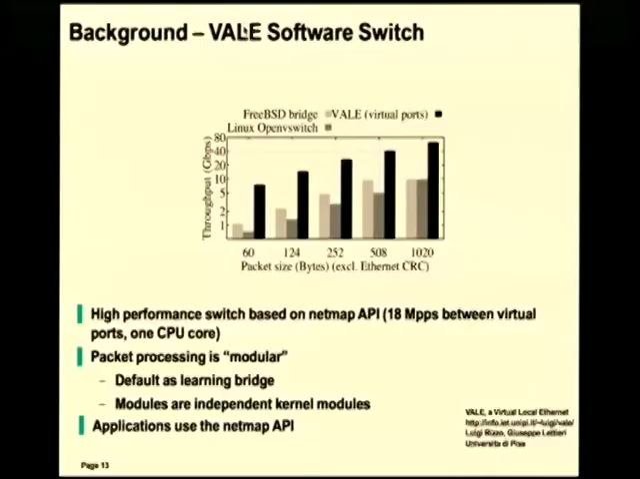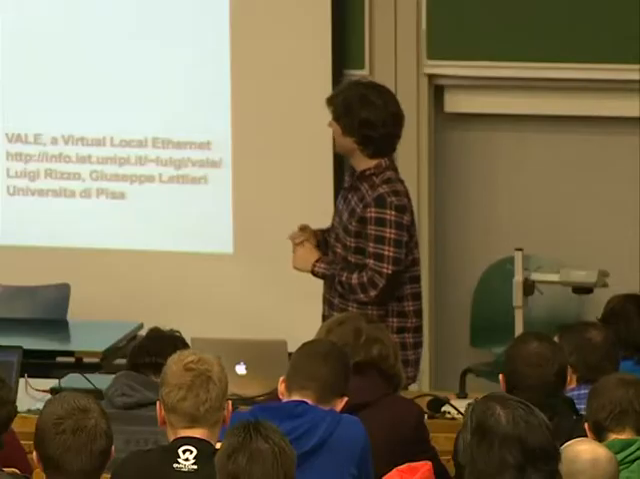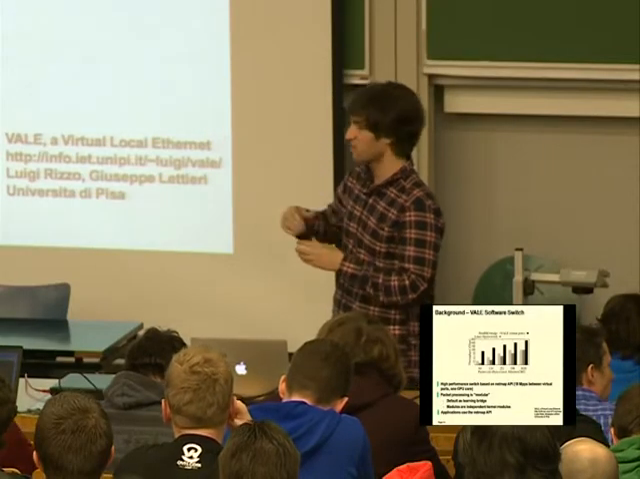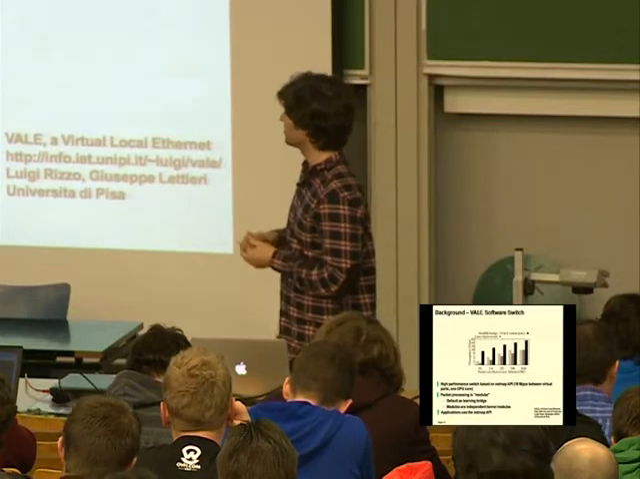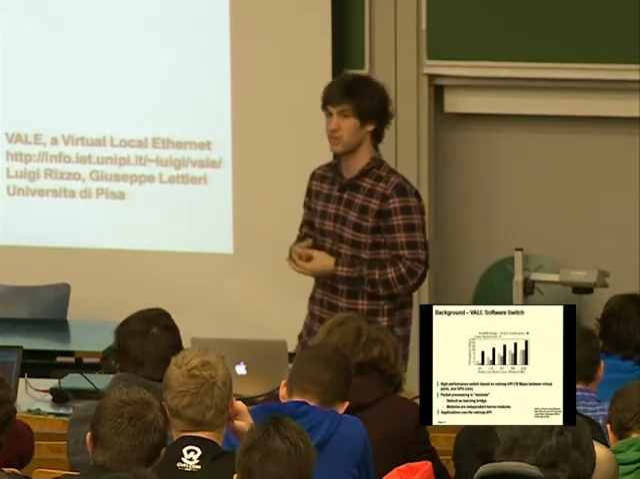Vale, on the other side, was born like a small extension to NetMap and its software switch. That drives between virtual ports around 18 million packets per second. Lately, in the latest release, like 22 million packets per second. The graph on top shows a comparison of all the three switches, the FreeBSD bridge, Open vSwitch, and Vale.